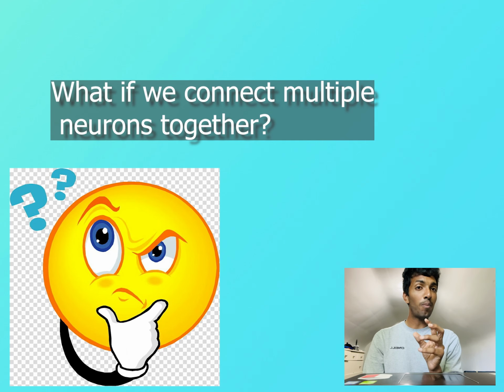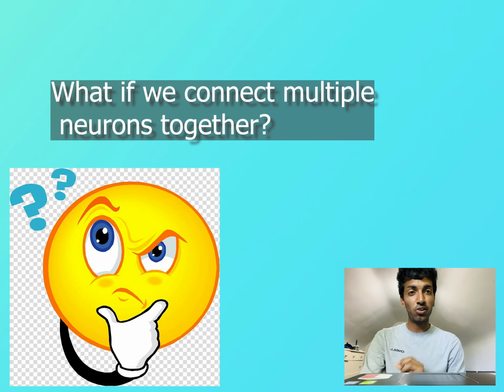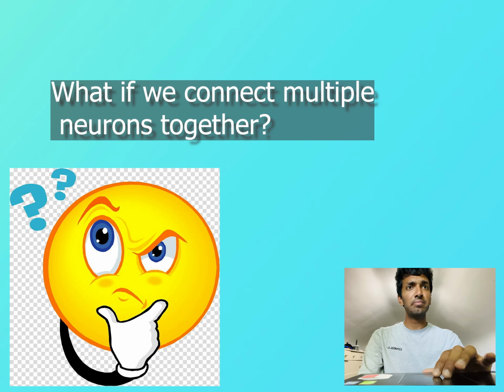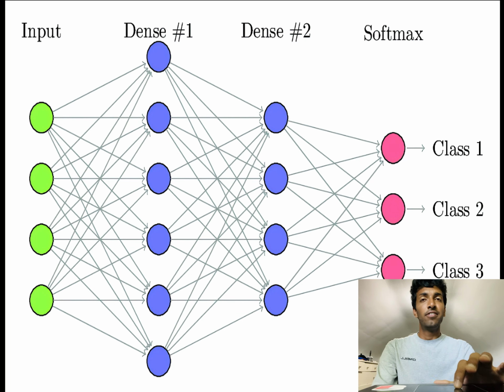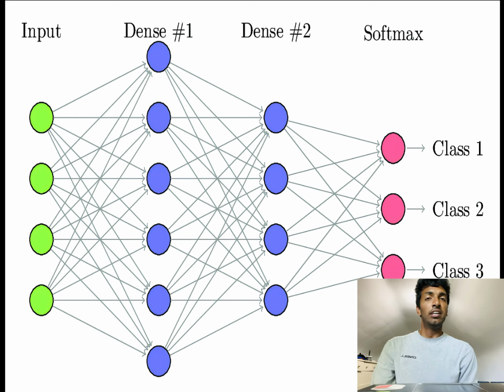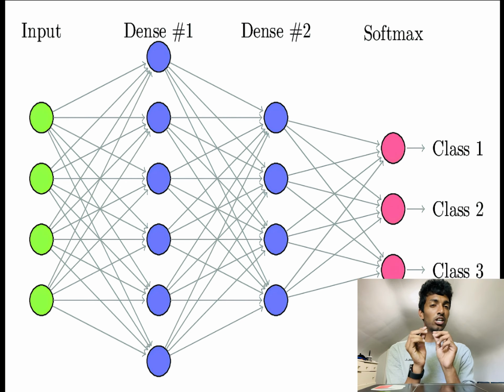But what if we have multiple neurons and we connect them? This is how a neural network or a deep neural network comes into the picture. And this is how it looks. We have an input layer, then these two are the hidden layers, and at last we have the output layer. You can also see that a single neuron is connected to all the neurons in the next layer. So that is a fully connected neural network.